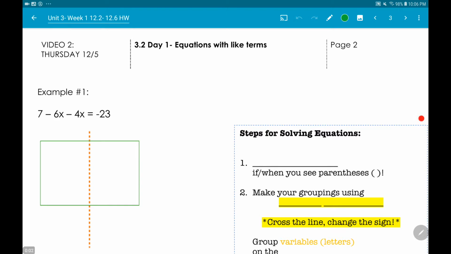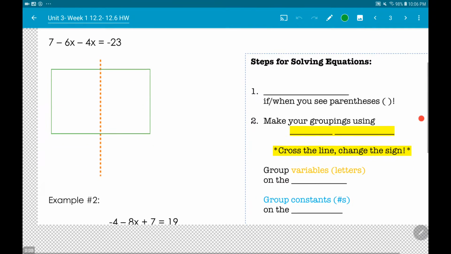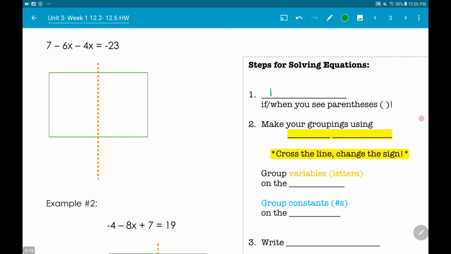All right, guys, we are on 3.2 day 1, equations with like terms. Same thing that we've been doing for the last few days, but you're just going to notice that here I have more terms now. I don't just have two things like we did in the examples earlier in the week. But my steps are still the same. So, step 1, distribute if and when you see parentheses.